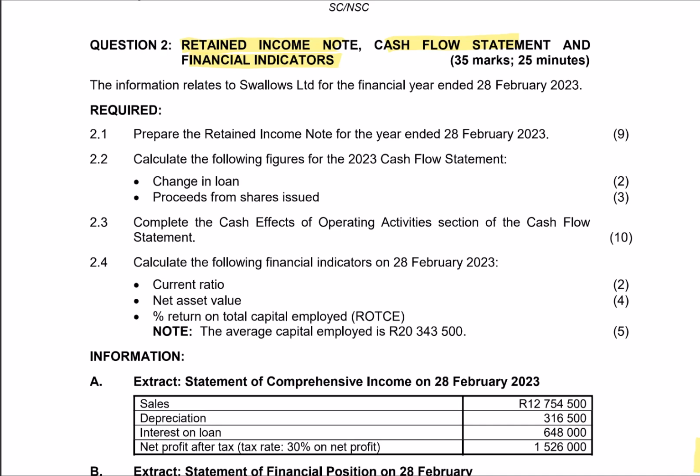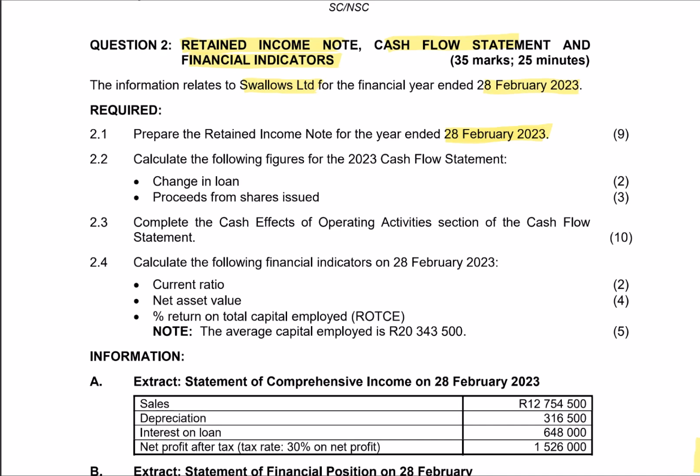The information relates to Swallows Limited for the financial year ended 28 February 2023. You are required to prepare a retained income note for the year ended 28 February 2023. That's note number 8, so this will be note number 8. So prepare the retained income note for the year ended 28 February 2023.